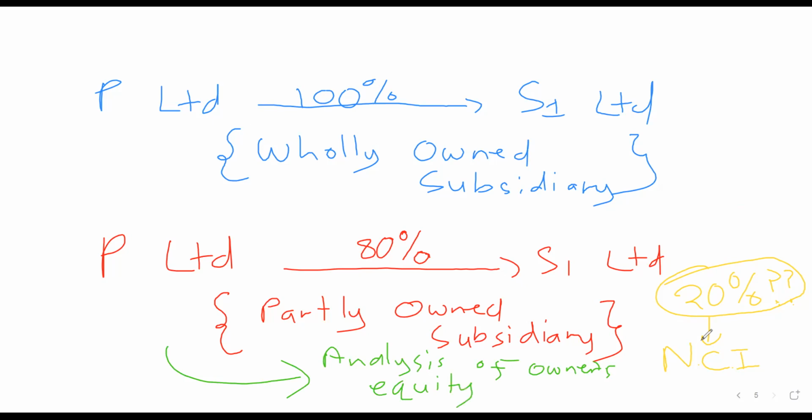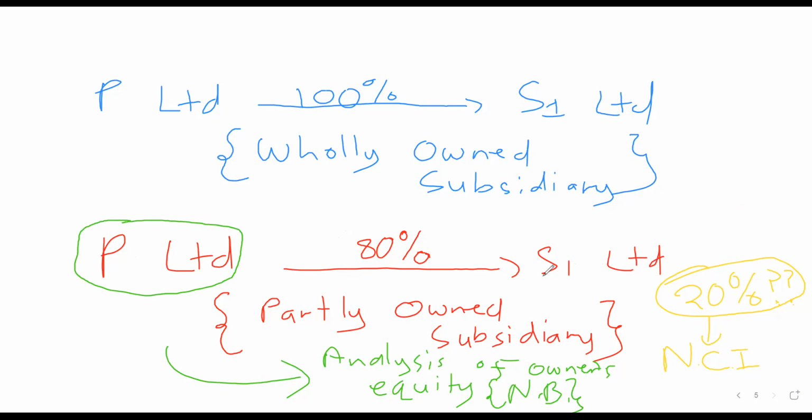This is a very, very important calculation that needs to happen in order for us to correctly account for what actually belongs to these guys, the parent company, and the portion that belongs to these guys, which is the non-controlling interest. So when we do the analysis of owner's equity in a setup where we have a partly owned subsidiary, we will disseminate between what belongs to these guys and what belongs to these guys.